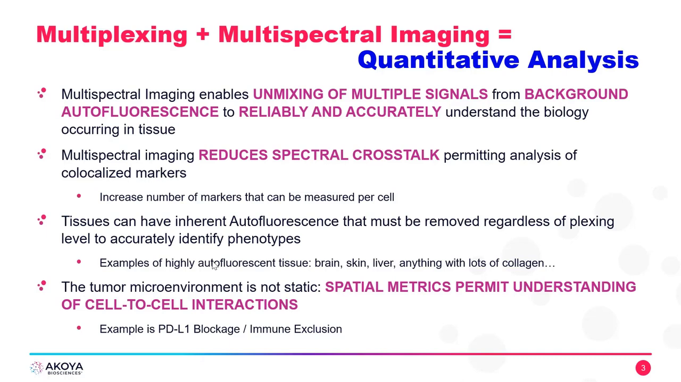Anything with collagen, for example, brain, skin, liver, autofluorescence is going to be very prevalent. So with multispectral imaging, we can isolate that autofluorescent signal. And then, of course, we can truly understand the spatial metrics of the tumor microenvironment and really understand those cell-to-cell interactions.